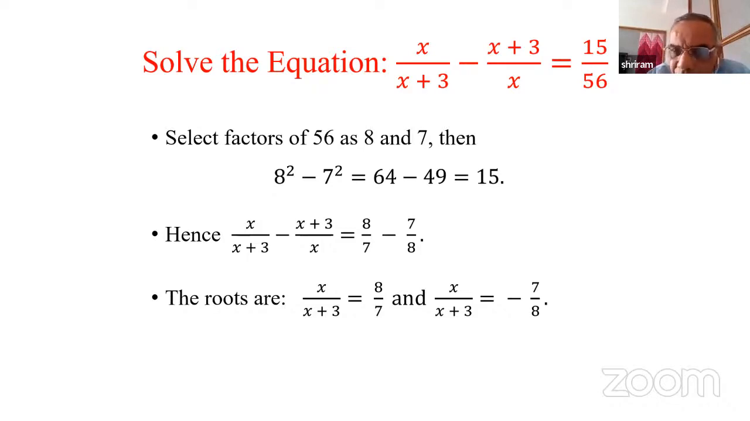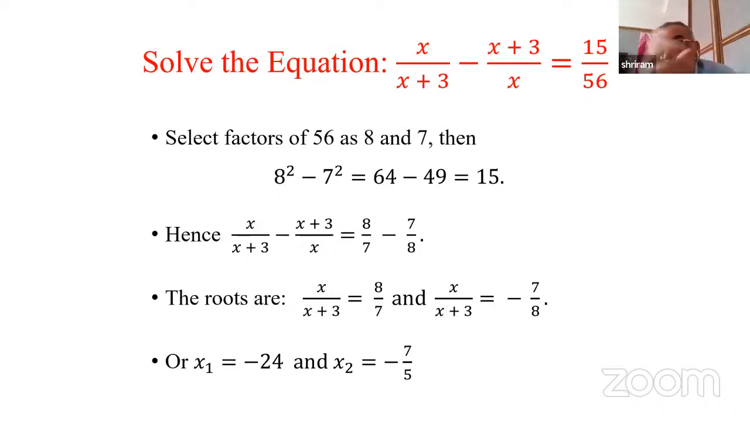Now I can find the value of x easily just by cross multiplication. The first root will be minus 24, the second is minus 7 by 5. You can check the answers. So even if I start solving this given equation by our routine method of cross multiplication, LCM, and so many things, just do that after going home.